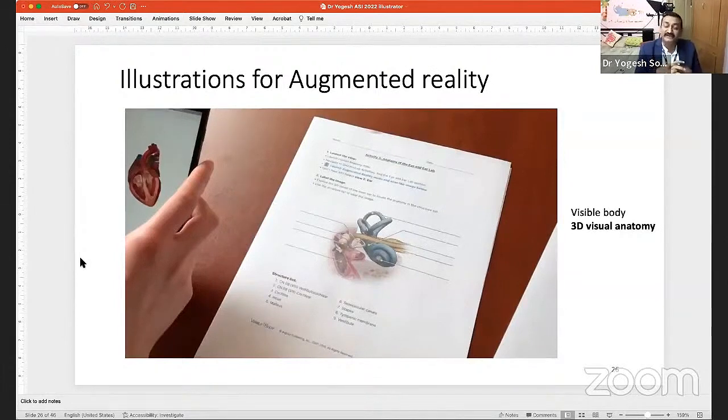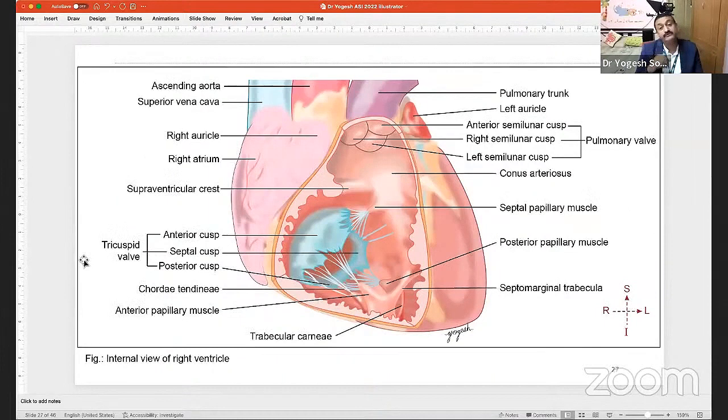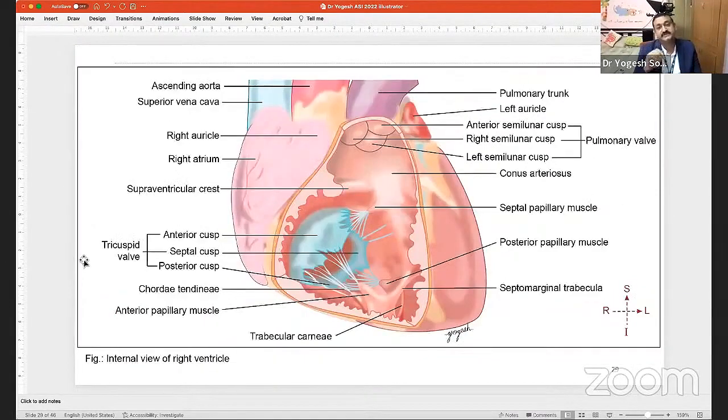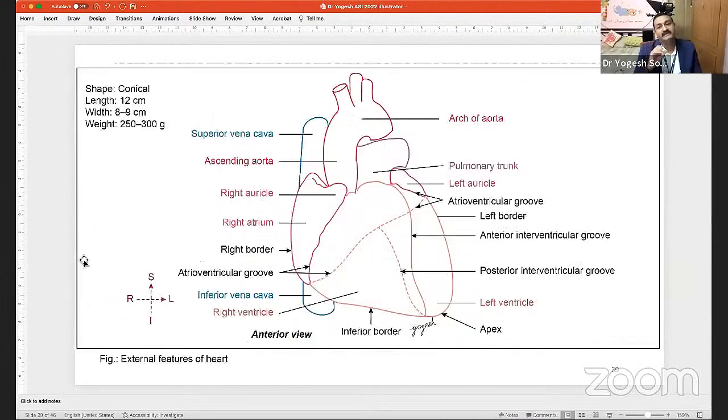Till date, I have created 2,500 anatomy illustrations which got published or printed. So these are a few anatomy illustrations. See, this is a 2D illustration. It may have the look of 3D, it may have the depth. All this depth and other things we can give using the Adobe Illustrator software. So these are a few anatomy illustrations which I have created.